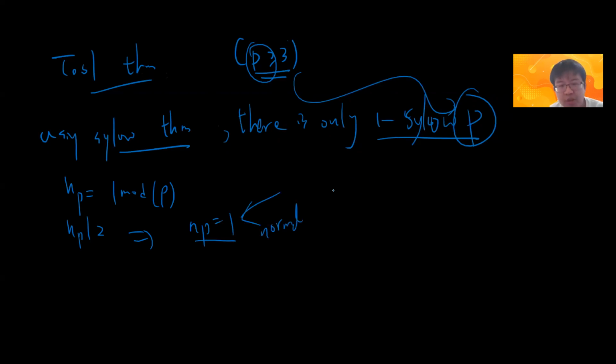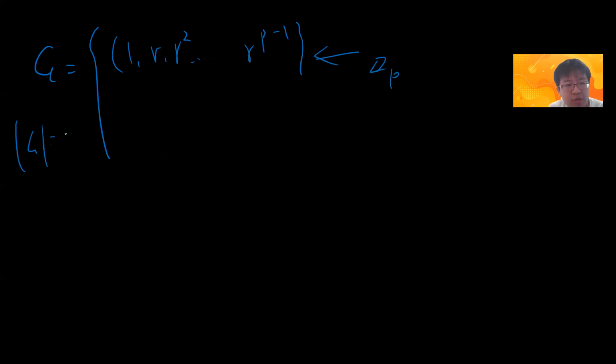So that means your group G has a Sylow P-subgroup Z_P, right? So let's say the generator is R. This G could have one set of elements: 1, R, R squared, up to R^(P-1). Okay, this comes from Z_P. And I know that G has order 2P, right? So I can take another element called S.